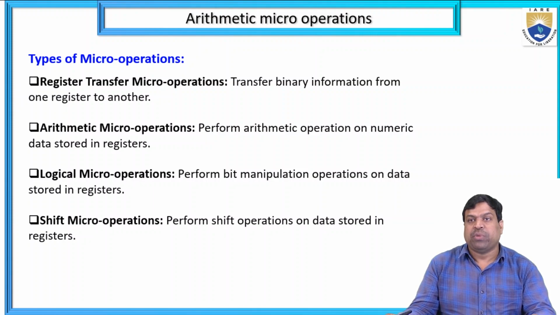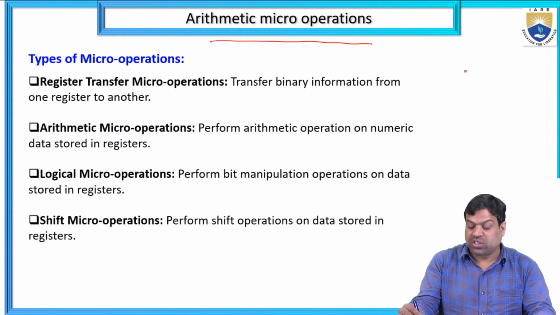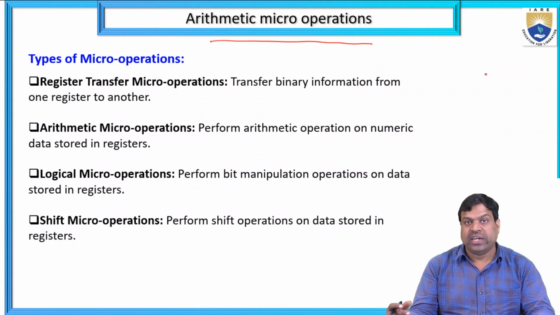Arithmetic micro operations perform arithmetic operations on numeric data stored in registers. Logical micro operations perform bit manipulation operations on data stored in registers. Shift micro operations perform shift operations on data stored in registers. So, what is an arithmetic micro operation? Arithmetic means addition, subtraction, multiplication, division, like this.